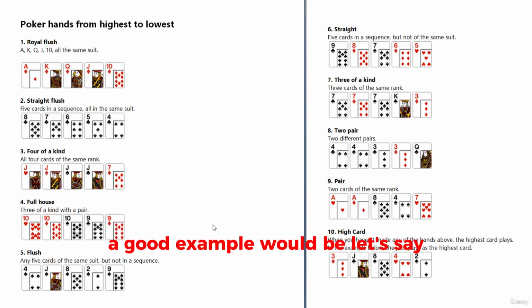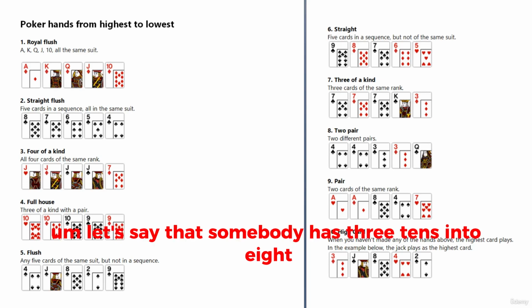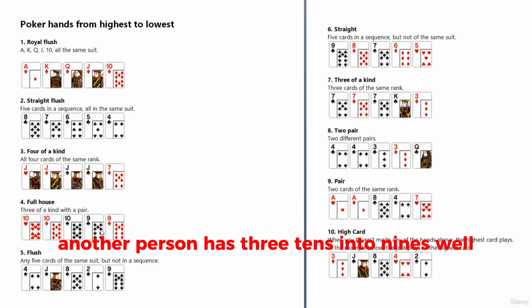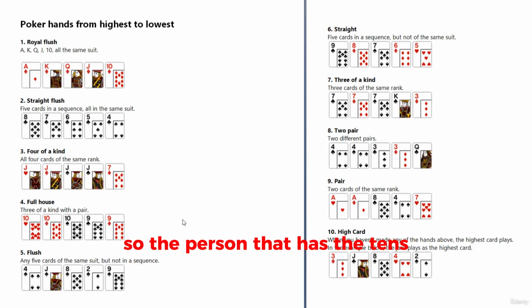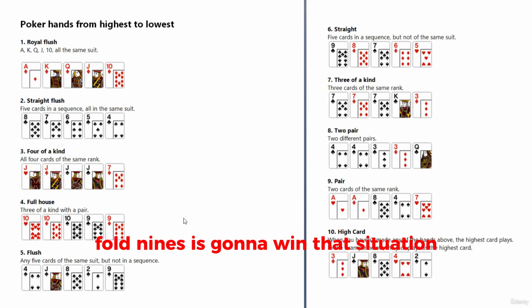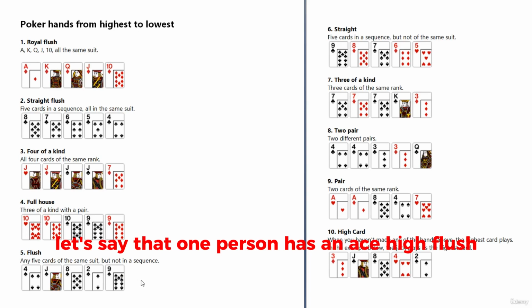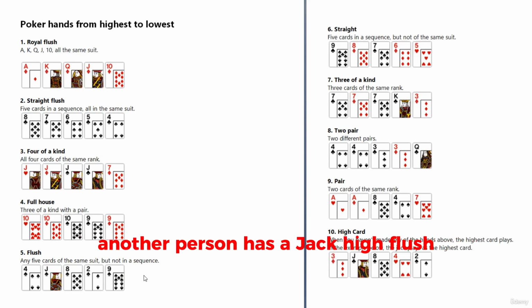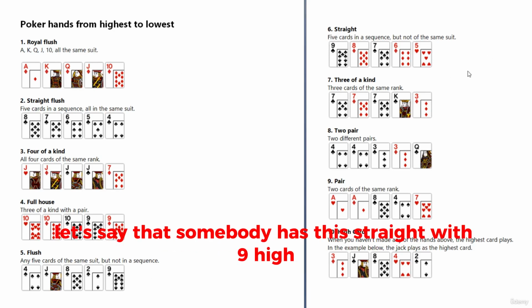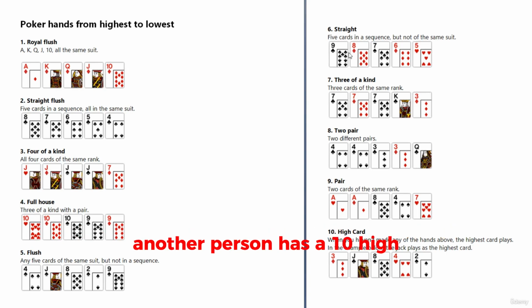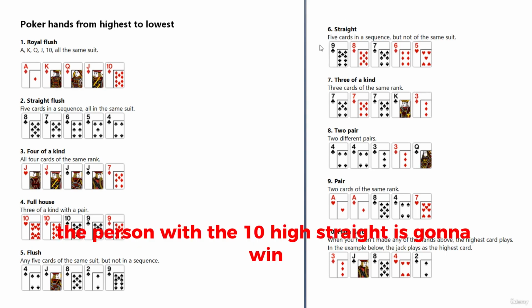A good example would be, let's take this board. Let's say that somebody has three tens and two eights, another person has three tens and two nines. Well, the tens full of nines beats the tens full of eights, so the person that has the tens full of nines is going to win that situation. Same thing for a flush. Let's say that one person has an ace high flush, another person has a jack high flush. The ace high flush is going to win because it has a higher card. Same thing for a straight. Let's say that somebody has this straight with 9 high, another person has a 10 high. The person with the 10 high straight is going to win.